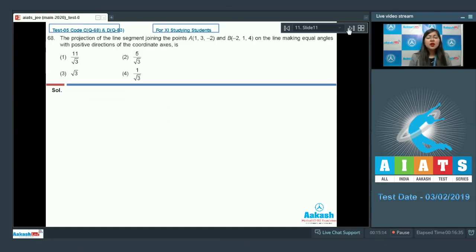Next is question number 68, which says that the projection of the line segment joining the points A, that is 1, 3, minus 2, and B, that is minus 2, 1, 4, on the line making equal angles with the positive directions of the coordinate axes is? Let us say this is the line AB and this is the other line. So we have to find the projection of AB on this line. Now we know the formula for projection, that is projection is equal to AB vector dot eta cap, that is the unit vector.